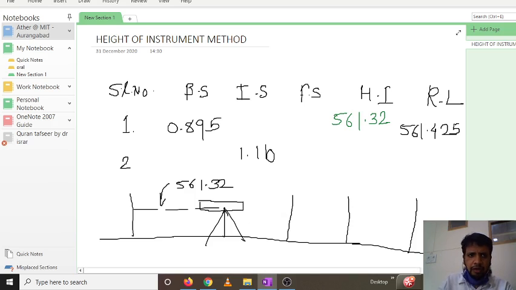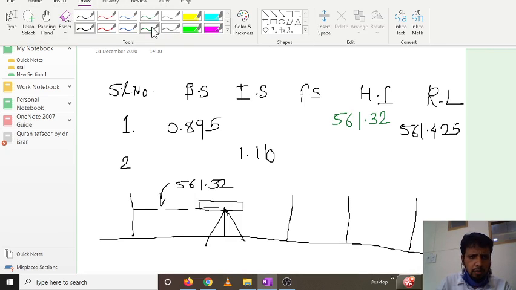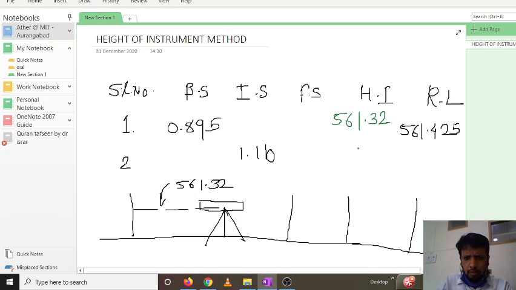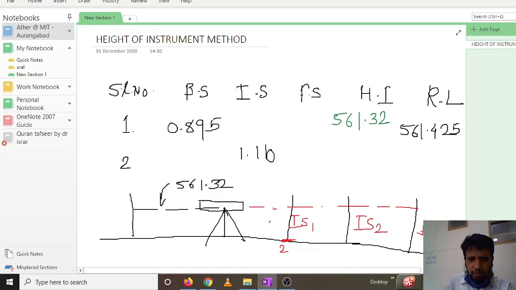and finally this is a foresight. And name here, this is a foresight, intermediate side 2, this is intermediate side 1. So to find out the RL of this particular point, let us say this is the second point, you have to deduct this particular length. Let us say this particular length is 1.110. You have to deduct this.